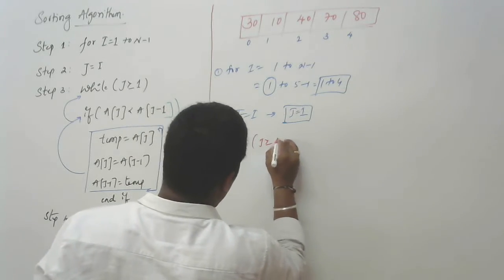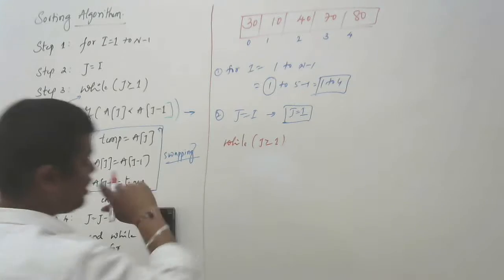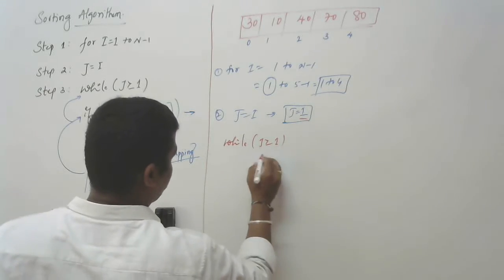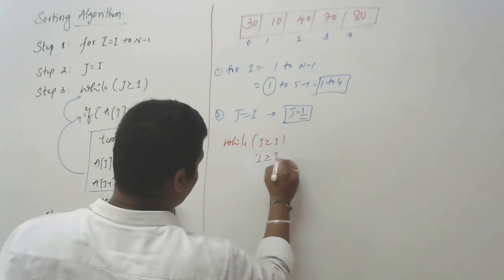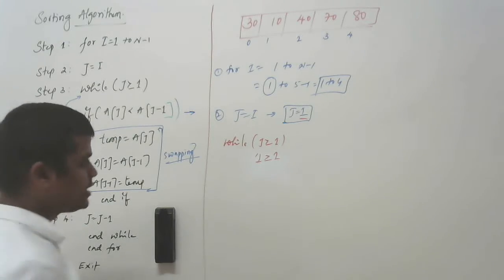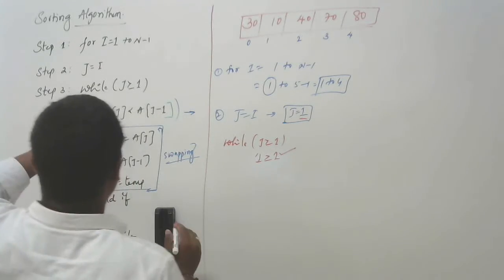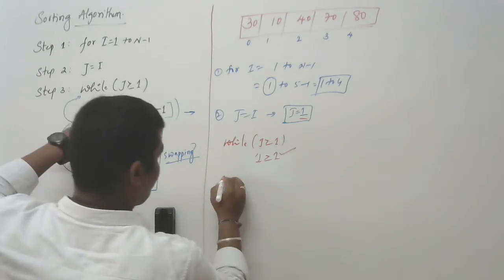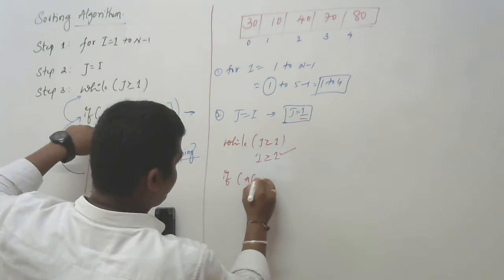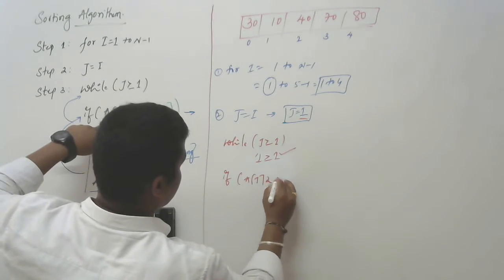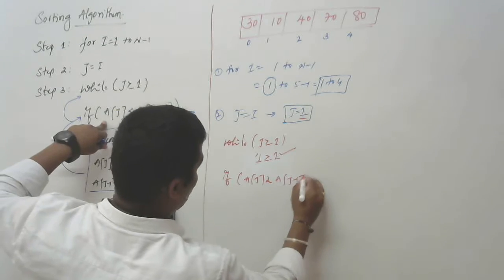While j is greater than or equal to 1, what is the value of j? The j value is 1. Is 1 greater than or equal to 1? The condition is true. Then it comes to this line: if a of j is lesser than a of j minus 1.